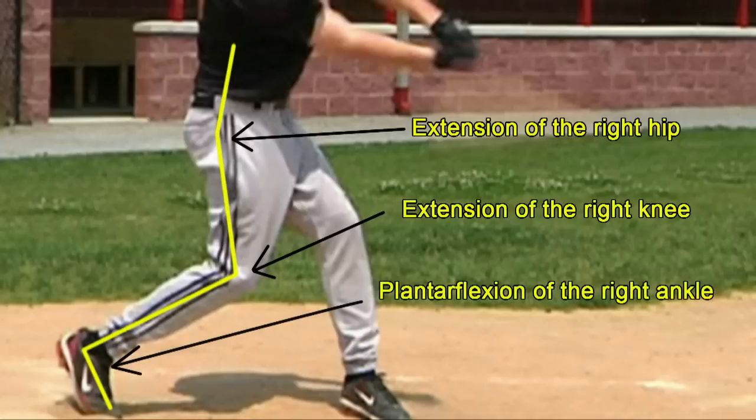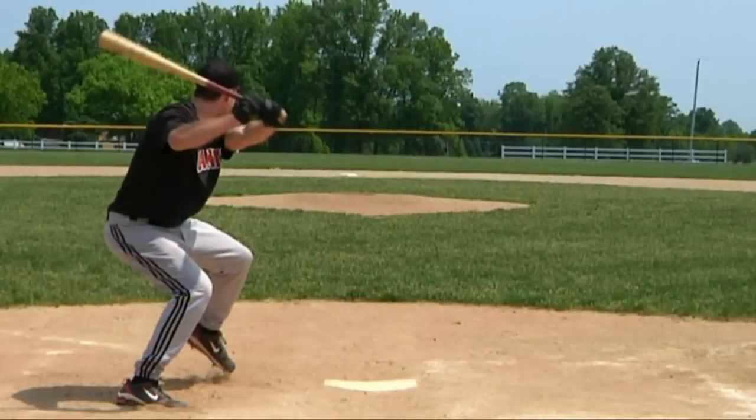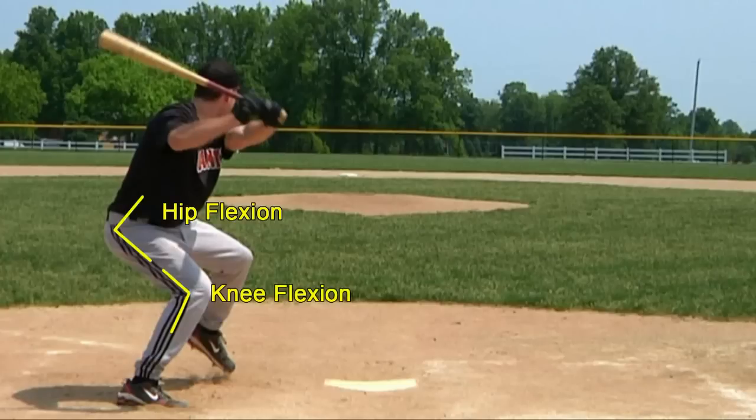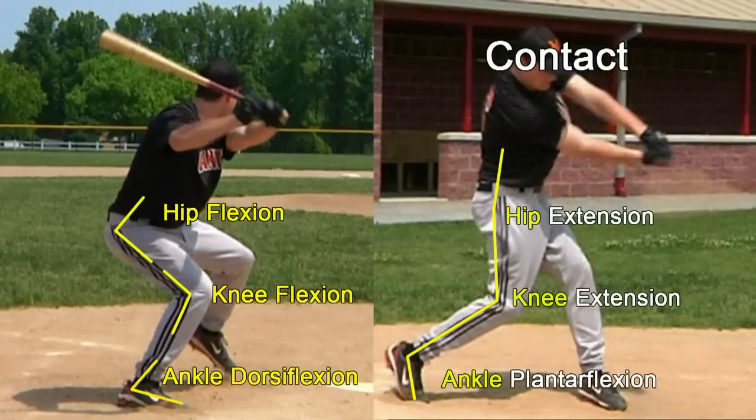Now, to see these 3 motions in effect more clearly, let's take a look back to the beginning of the launching phase, but this time from behind home plate. Here we are at the beginning of the launching phase, and we see that the starting position for the right hip is flexion. The starting position for the right knee is also flexion, and the starting position for the right ankle is dorsiflexion. Now, let's compare these positions here with those at the point of contact with the ball.